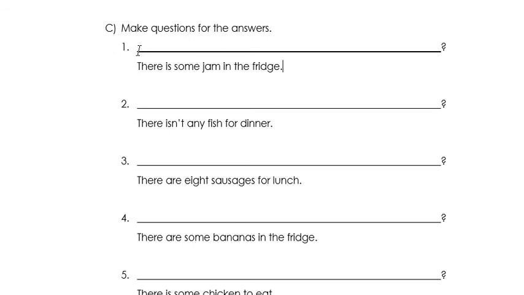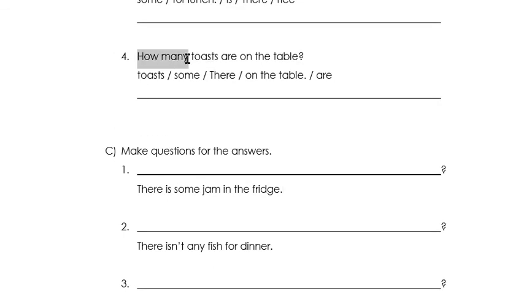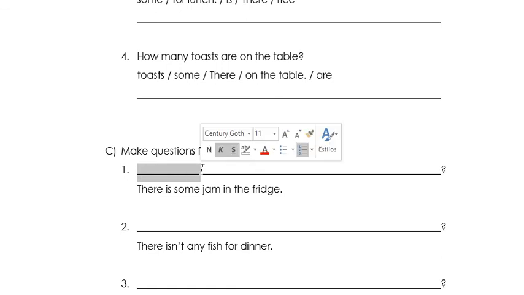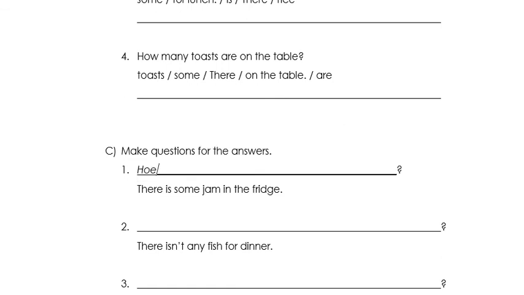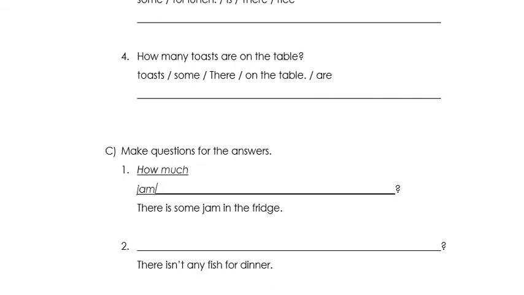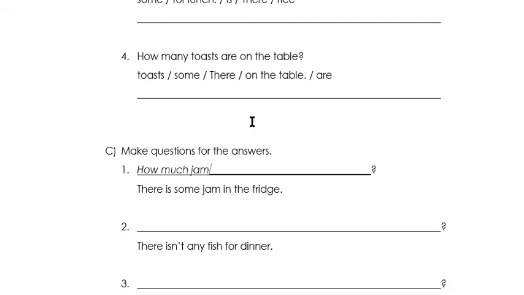¿Ok? Bueno. Entonces, ¿cómo empezamos la pregunta? ¿Con how many o how much? Depende de si jam es countable o uncountable. En este caso es uncountable. Entonces, ¿qué voy a escribir? How many o how much? How much. Acuérdense que how much es para sustantivos incontables. How much, cuánta. How much jam, cuánta mermelada hay en la heladera. Is there in the fridge.